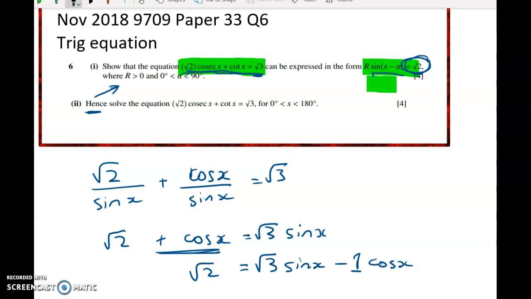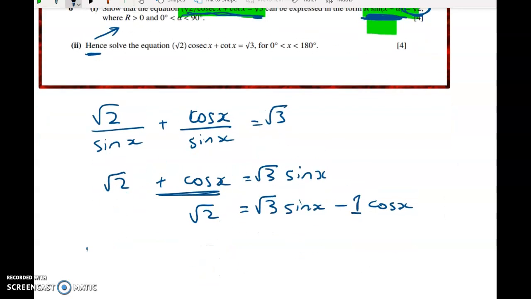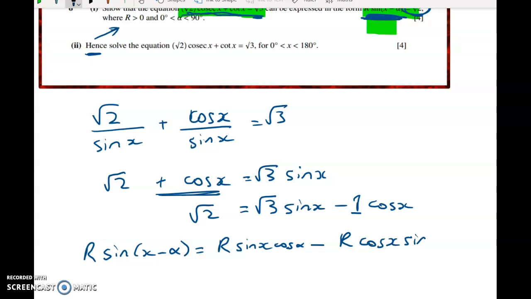The next thing we're going to do is work with this and write this compound angle formula out. So we've got r sine of x minus alpha, and that equals r sine x cos alpha minus r cos x sine alpha. Now matching up the coefficients gives me this. R times cos alpha has to be this coefficient here, √3, and r times sine alpha has to be 1, right? Not -1, but just 1.